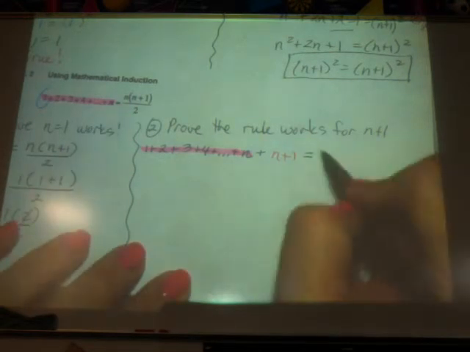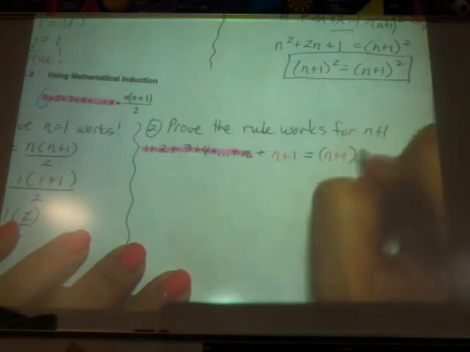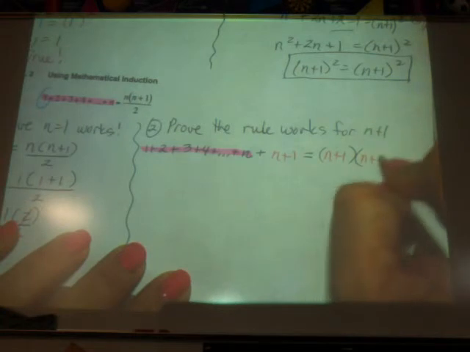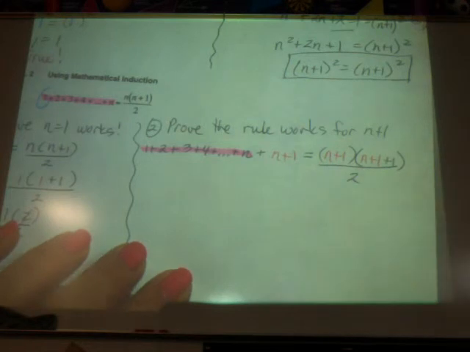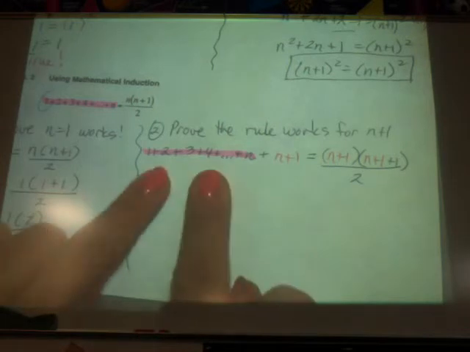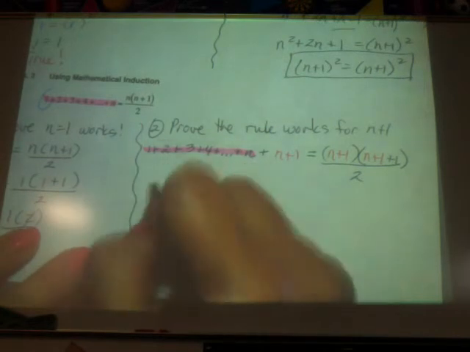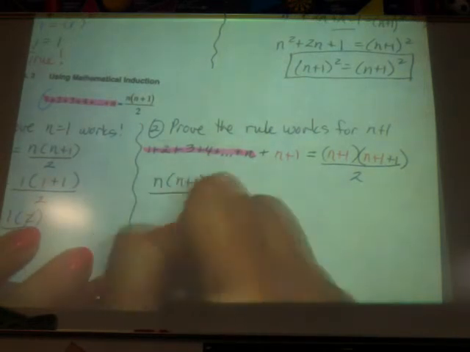So I'm going to replace my first n with n plus 1. And then I'm going to replace my second n with n plus 1. But don't forget that you have an additional plus 1. All divided by 2. So everything that I did not highlight should have an n plus 1 replaced in it. Then what do I do? Yep, this highlighted part gets substituted by what? Yep. So I'm going to replace it with n times n plus 1 all over 2.